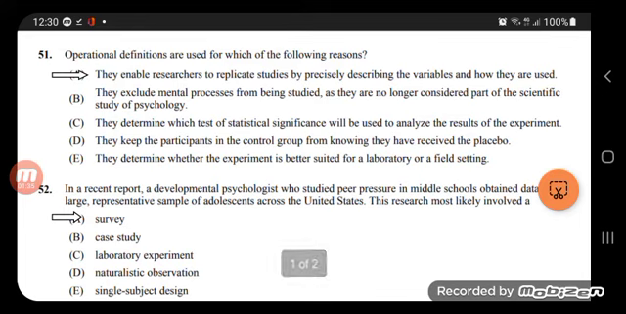51. Operational definitions are used for which of the following reasons? They enable researchers to replicate studies by precisely describing the variables and how they are used. Yes, we need to be able to replicate the experiment and get the same results.